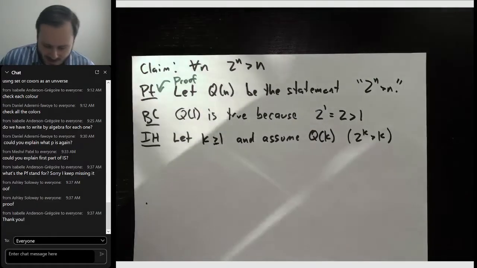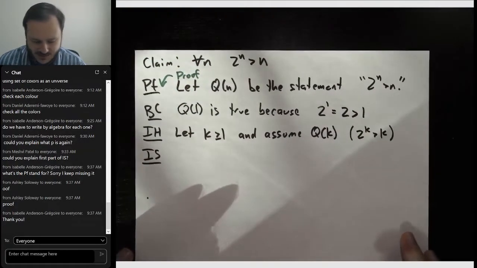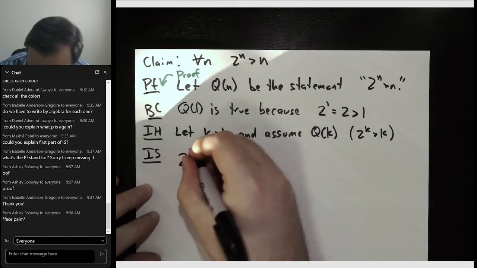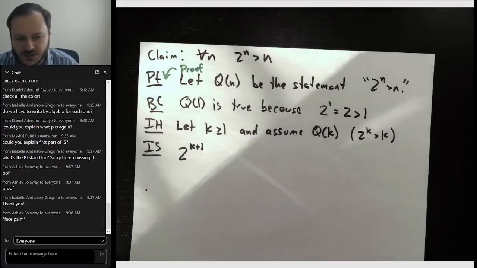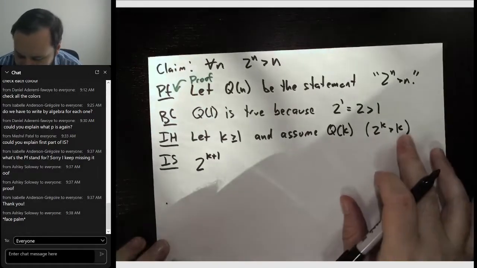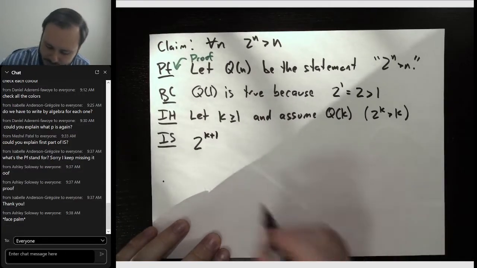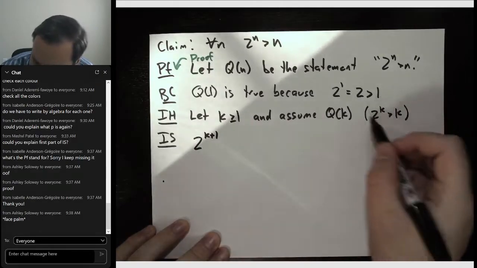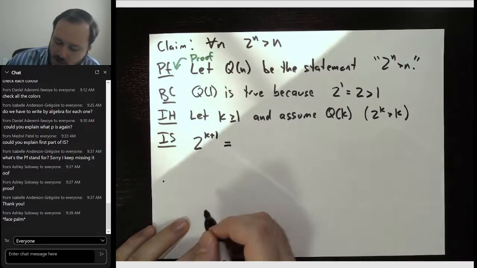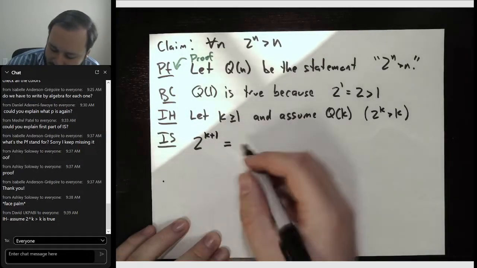Okay, that's my induction hypothesis. Now induction step. Now I gotta start thinking. Okay, so I'm gonna start with one side. I'm gonna start with 2 to the k plus 1. My goal is to show that this is bigger than k plus 1. And I want to use my induction hypothesis somewhere. I'm not going to write by algebra this time. So I want 2 to the k to show up somehow. I'm going to make that 2 to the k show up by factoring out a 2.